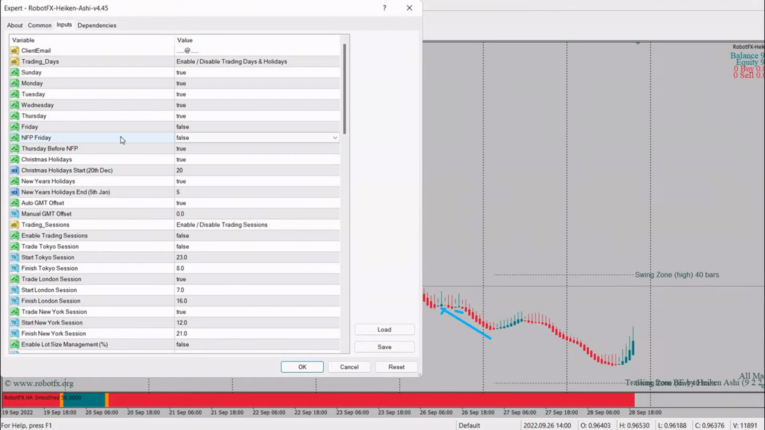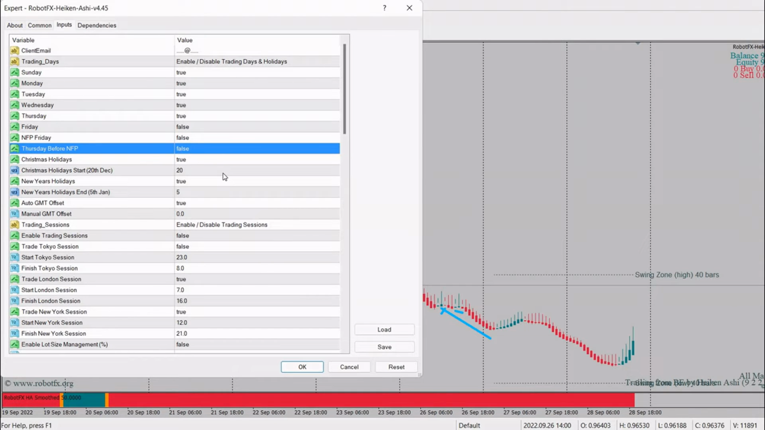Maybe you don't want to trade on NFP, which stands for non-farm payroll, by the way. Maybe you don't want to trade on the NFP Friday. It's always a Friday. Because of the high volatility, or maybe even the Thursday before an NFP. Then you set this to false and the expert advisor will not open any trades on the NFP Friday and the Thursday before NFP.